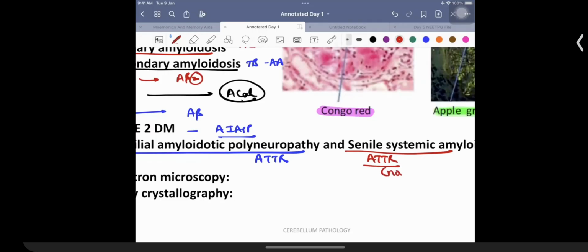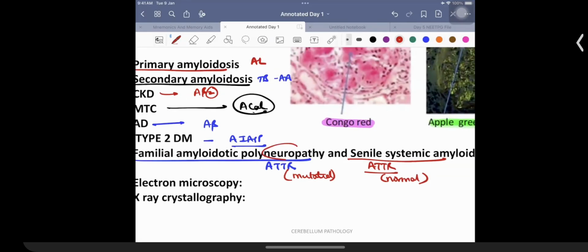The difference is this one is going to be normal. This one is going to be mutated. So when you are going to be having a neuropathy, obviously something is mutated. But when it is related with age, it is a physiological thing, right? So this is something which is going to be normal. Normal is also called wild. So wild TTR is deposited in case of senile systemic amyloidosis. Mutated TTR is going to get deposited in amyloidotic polyneuropathy.